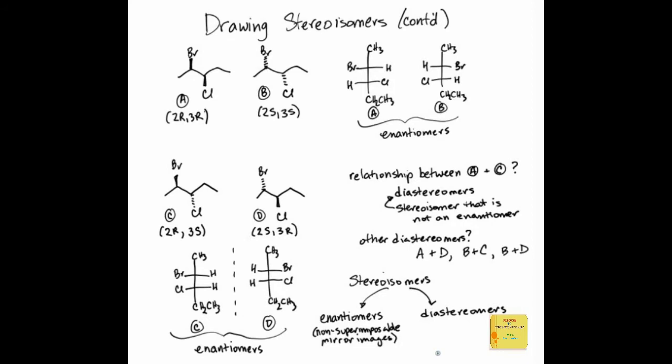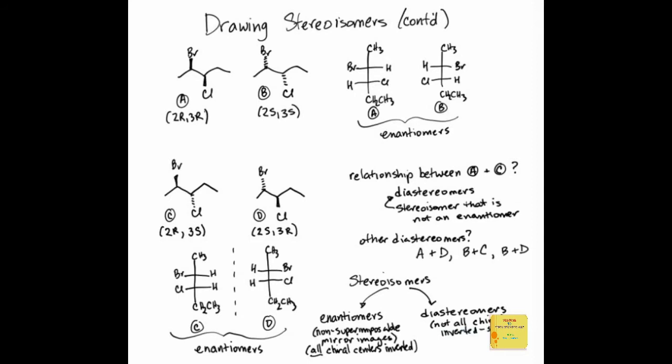Another way that we can distinguish between enantiomers and diastereomers: if you compare structures A and B, you see that all of our chiral centers have been inverted. All our wedges have been turned to dashes. And for C and D, every wedge is now a dash, every dash is now a wedge. So another thing that we can look at for enantiomers is that all chiral centers are inverted. Whereas for diastereomers, if you have multiple chiral centers, if you invert some but not all, then you'd have diastereomers. Not all chiral centers inverted. Only some have been inverted.